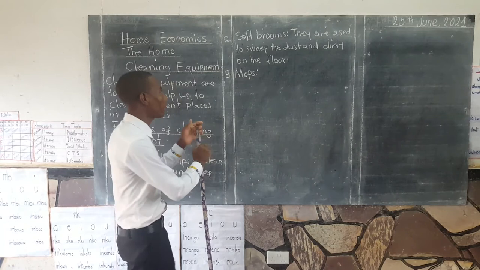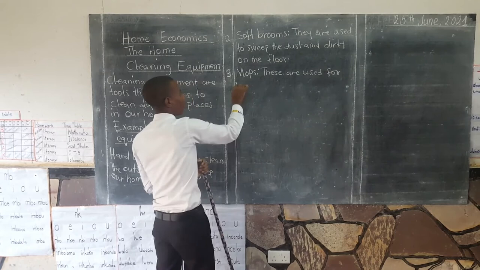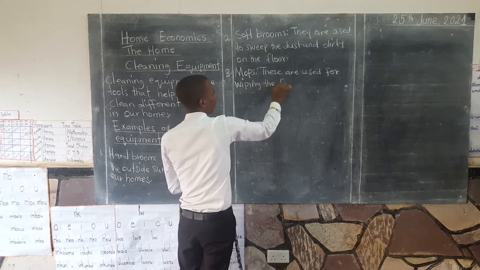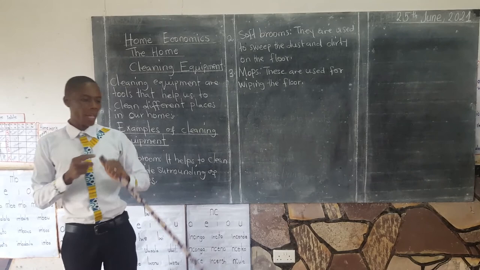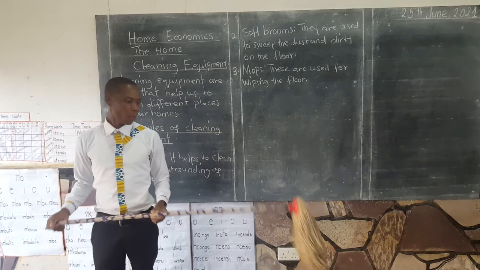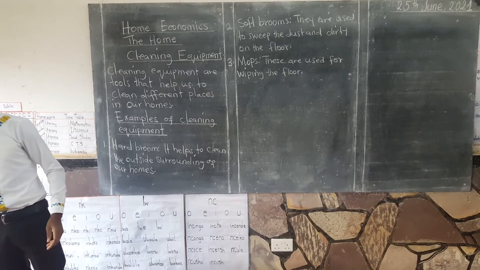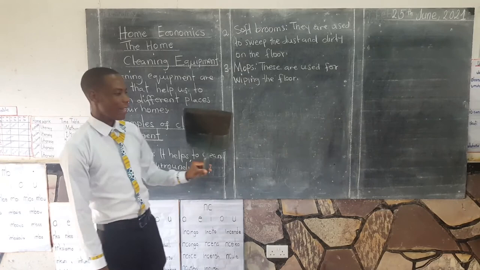So mops are used for wiping the floor. Sometimes you would find yourself working, but as you're working, you spill water on the floor. You need to use a mop to wipe out that water. You find that you're sweeping, now you need to wipe before you can apply Cobra. You need to use a mop to wipe out the floor to ensure that it is ready for Cobra application.